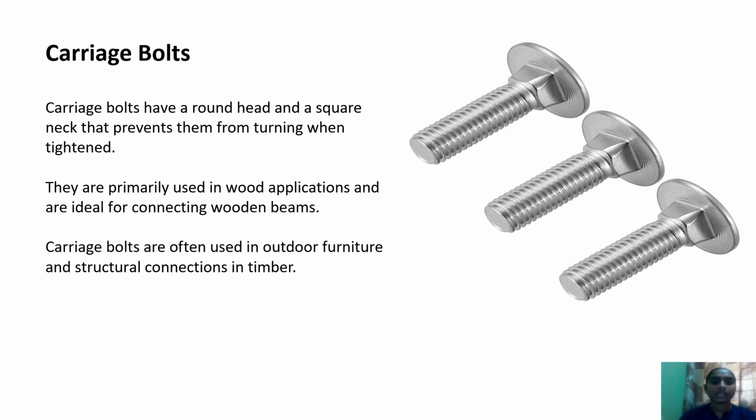Carriage bolts. Carriage bolts have a round head and a square neck that prevents them from turning when tightened. They are primarily used in wood applications and are ideal for connecting wood beams. Carriage bolts are often used in outdoor furniture and structural connections in timber.